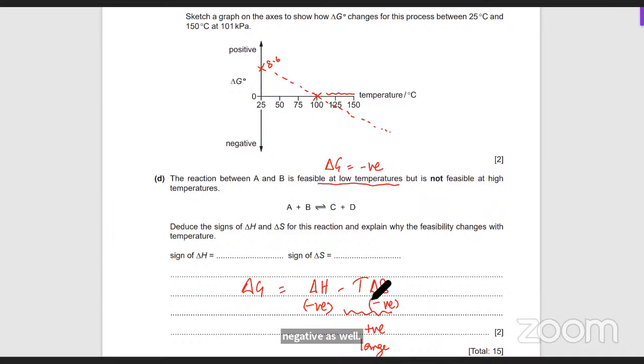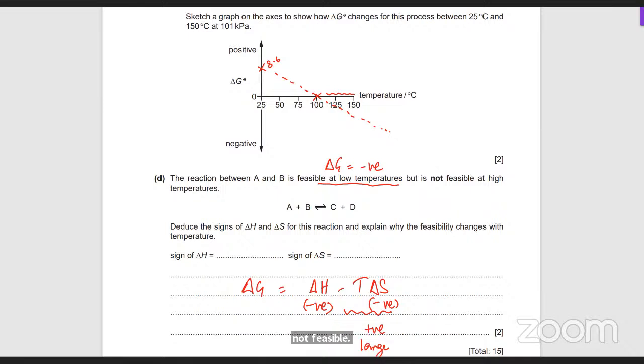Because only then do both things together work, so that means both of them are actually negative. Only then would it make sense that at low temperatures, when this thing becomes very small, delta G comes out to be negative. And at high temperatures, this thing becomes a large positive value, so delta G becomes positive and the reaction becomes not feasible. Okay?